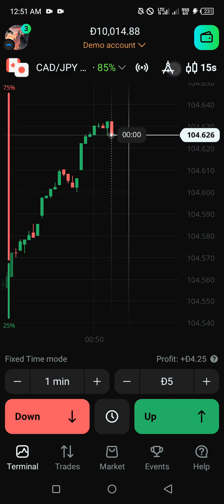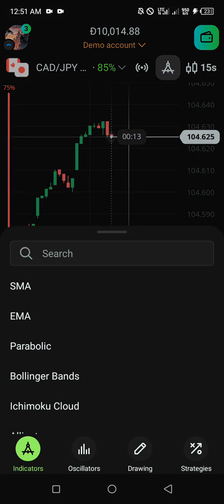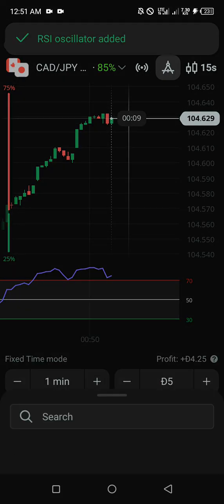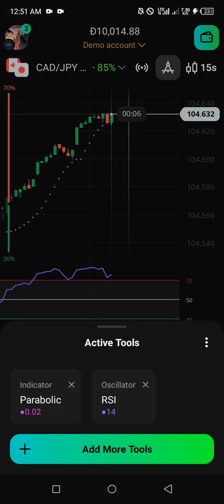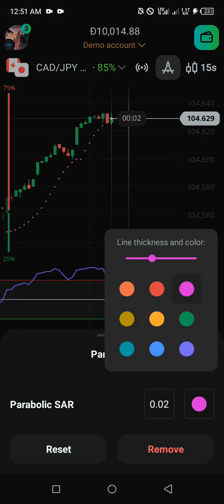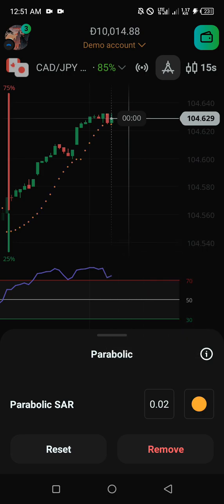You move over to the indicator section, you select RSI, then move back and select the Parabolic SAR. I would prefer to change the color to yellow. Okay.